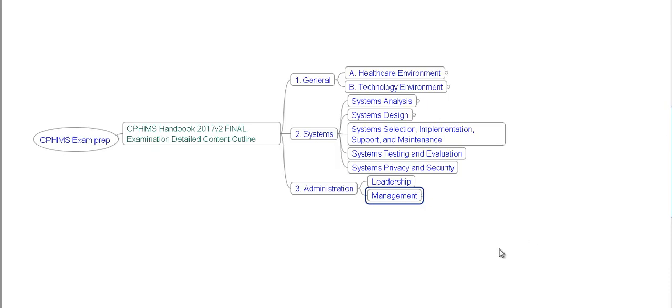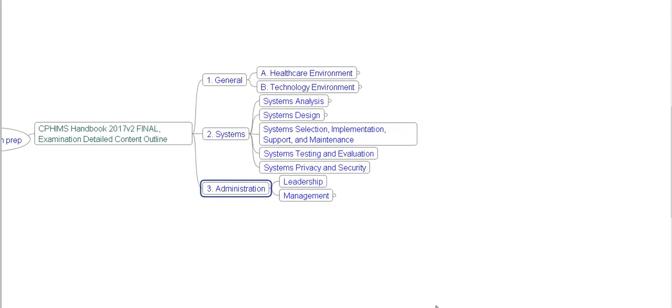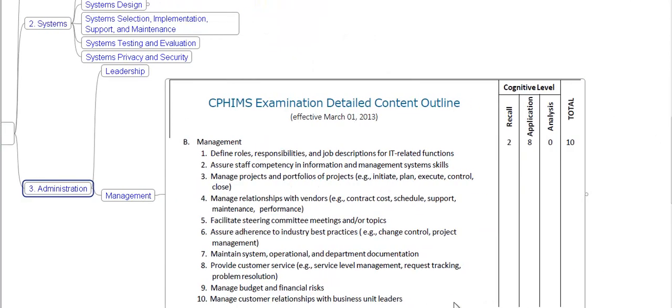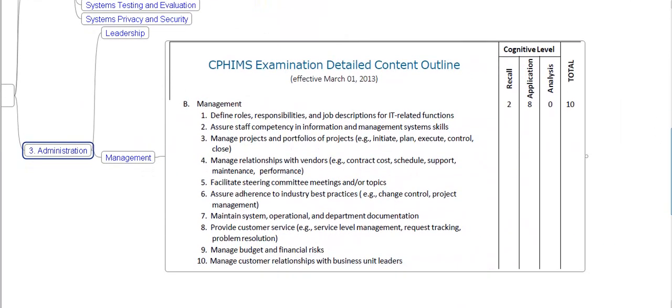In this video, I will cover management. It comes under administration. Based on the CPHIMS examination detailed content outline, CPHIMS aspirants are required to study the following topics under management.